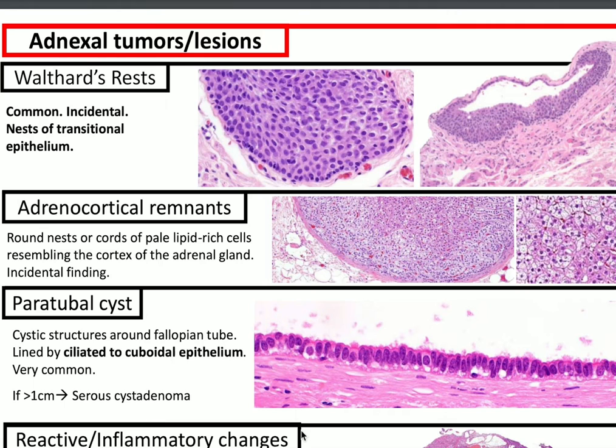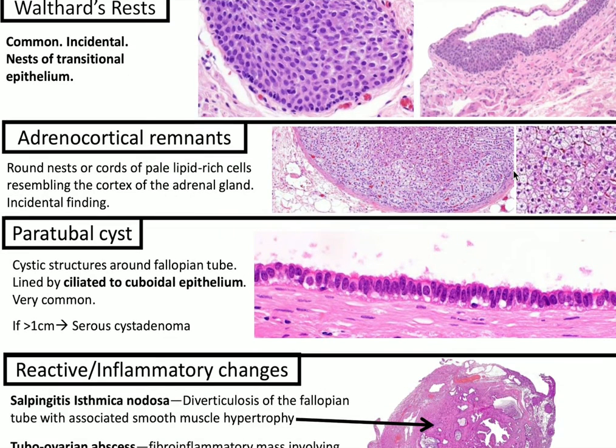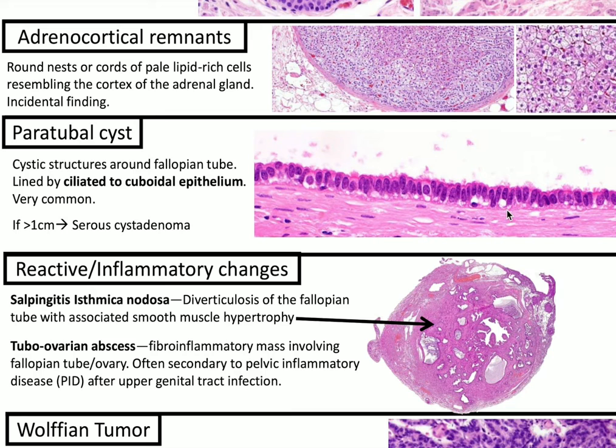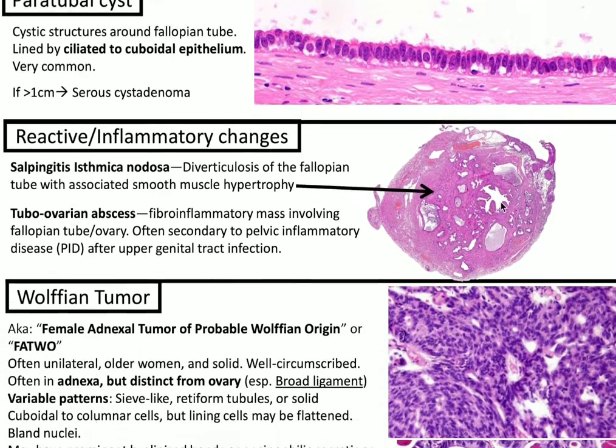Adnexal lesions can have Walthard rests. These are common, incidental nests of transitional epithelium. They shouldn't have a very overtly fibrotic stroma like in your Brenner tumor. Adrenal cortical remnants, you have round nests or cords of pale lipid-rich cells resembling the cortex of the adrenal glands, an incidental finding. Paratubal cysts are cystic structures around the fallopian tube, lined by ciliated to cuboidal epithelium, very common. If greater than 1 centimeter, it's serous cystadenoma.